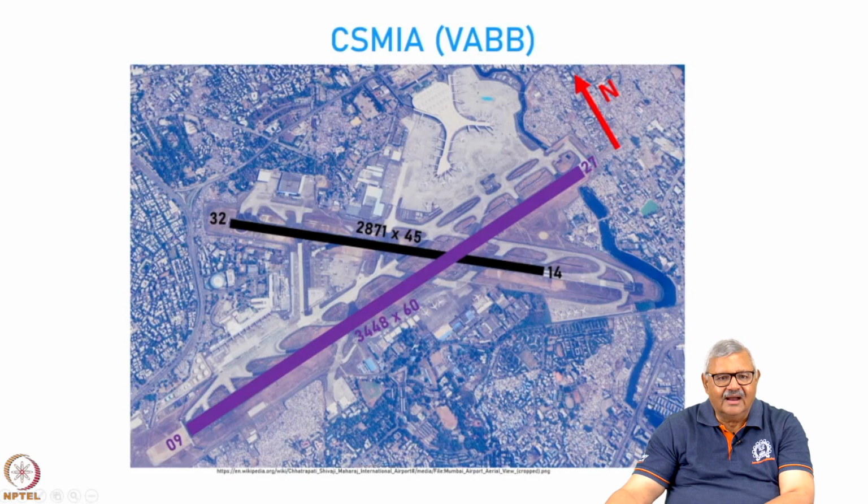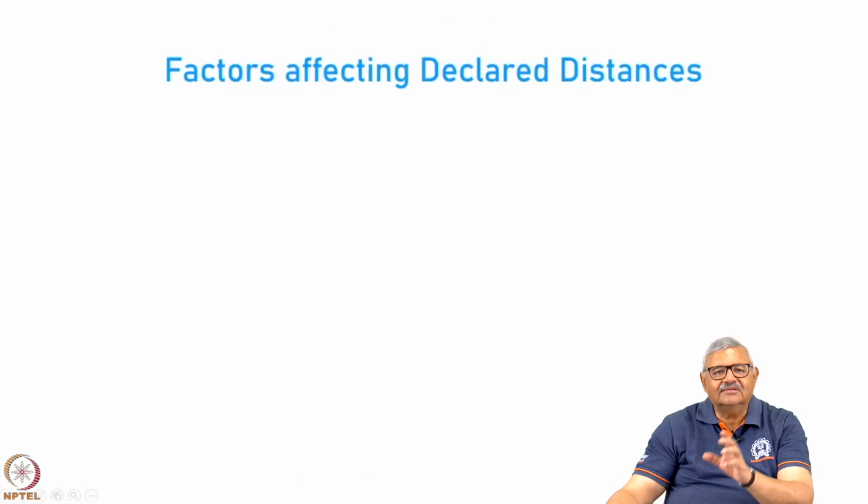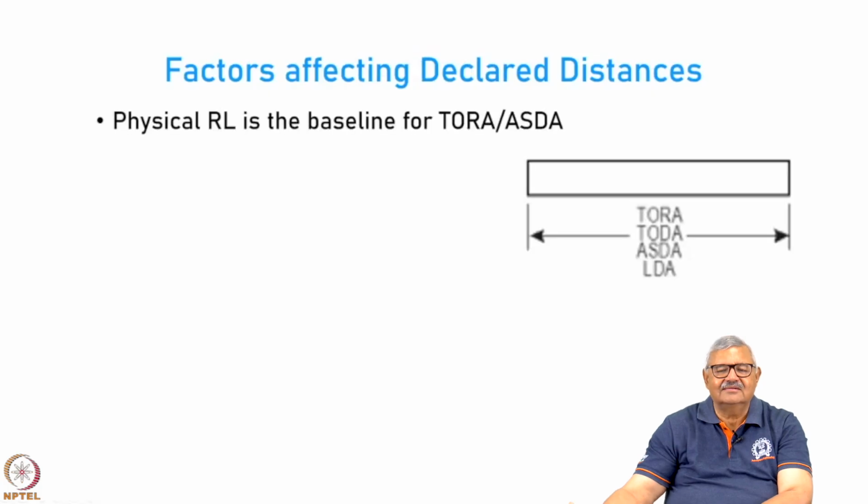Also note that at this end as well as at this end you have certain space here. This is the runway end safety area. This is still inside the airport. Okay, it is still inside the airport. It is meant for the safety of the operations. Now, let us look at the factors that affect the declared distances.